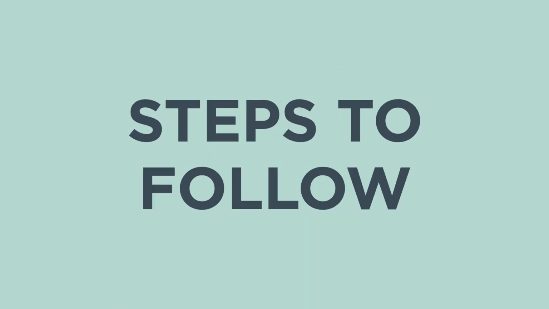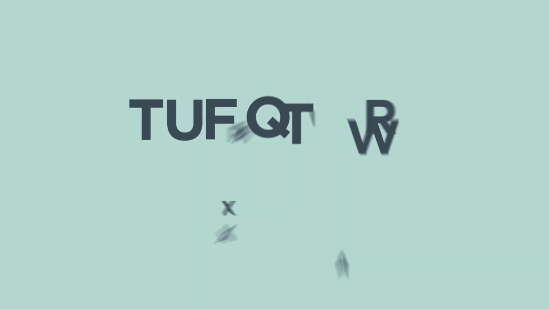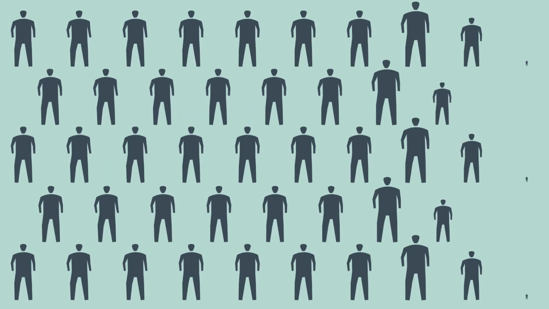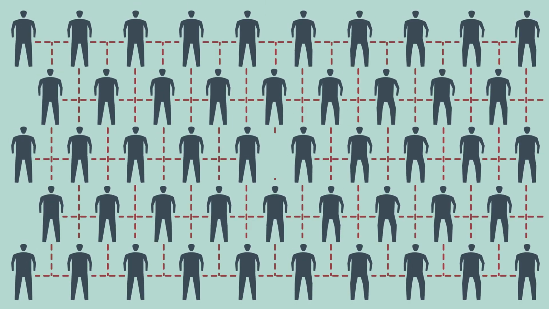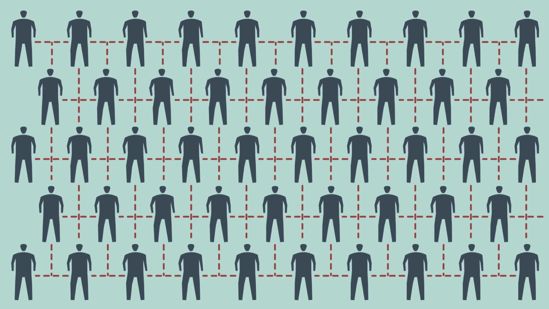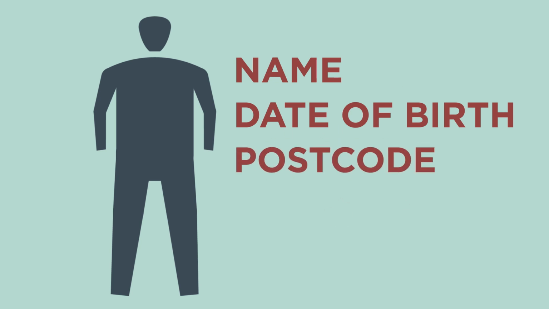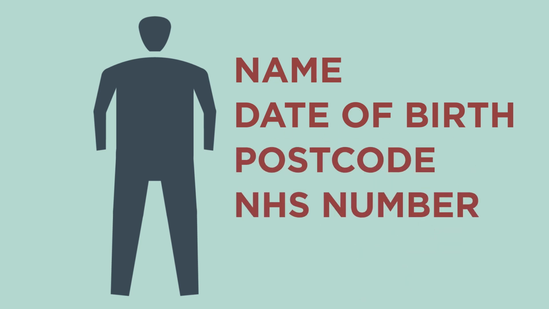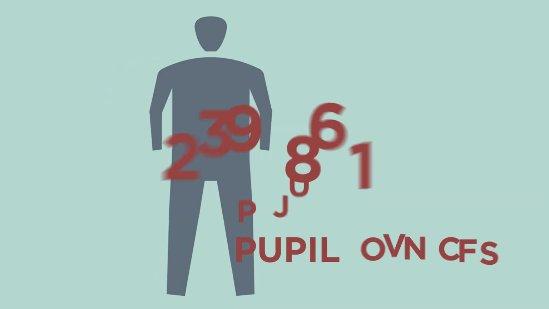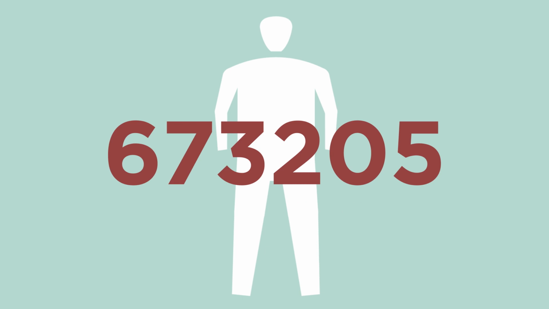There are a few steps that researchers follow to get the routine data linked to their participants. The research team have a list of people in their study who they plan to link data to. This list will contain identifiable information such as name, date of birth, postcode, NHS number, or pupil number. An automated study ID number is also allocated to each person. This means your questionnaire data is only stored with this number, never your name or other identifiable information.